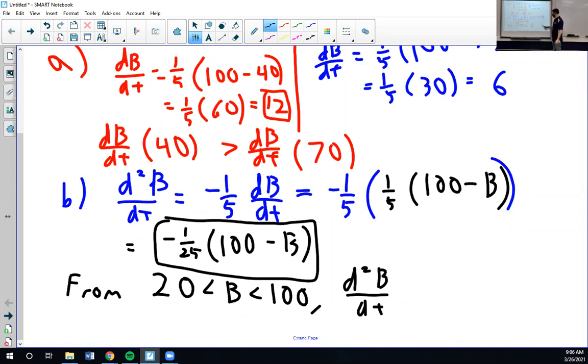Well, let's see. If I plug in anything between 20 and 100, pick any value you want, I'm going to get 100 minus something less than 100. 100 minus something less than 100 means that we have a positive number here, but then we're going to multiply it by a negative 1 over 25. So we have a positive in the parentheses here times a negative is a negative.